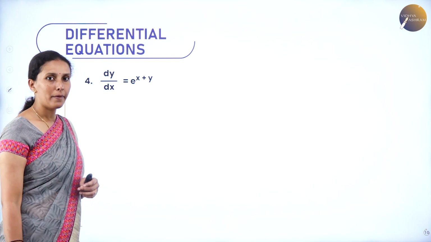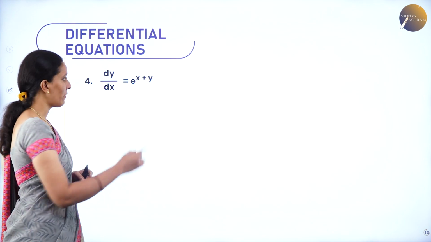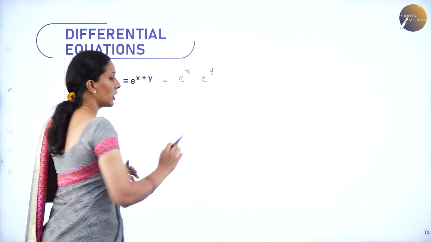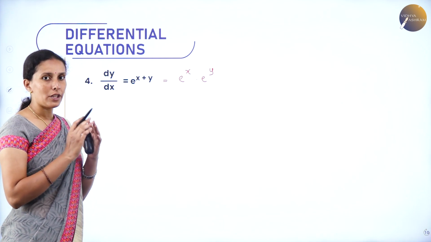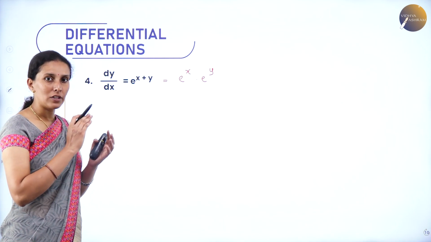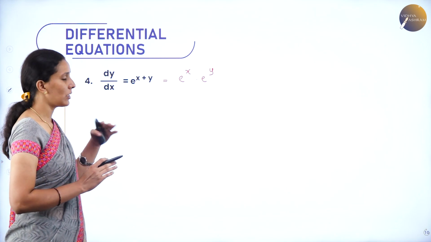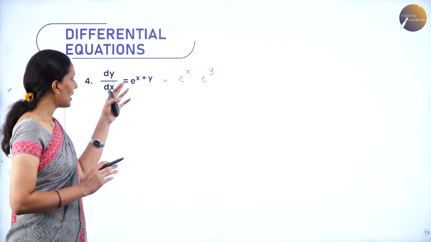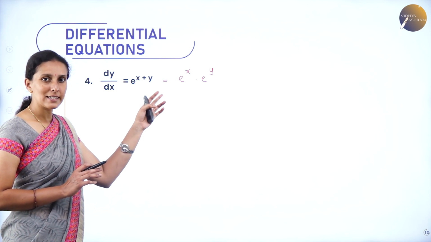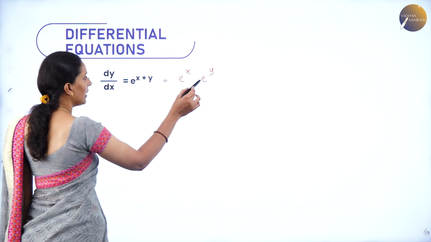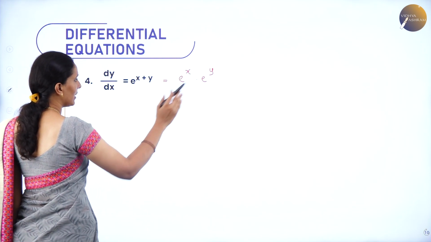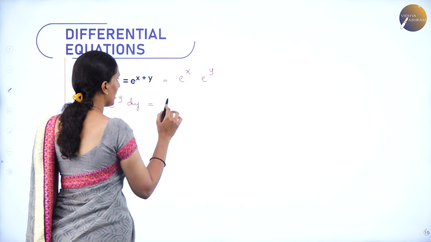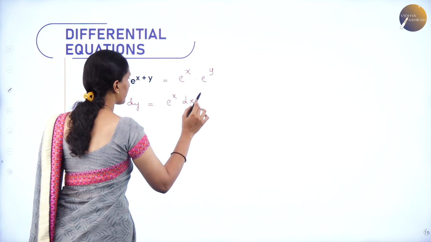Next is dy by dx is equal to e power x plus y. So e power x plus y can be written as e power x into e power y using the law of exponents. When you have powers as a sum for the same base, then you can split it into product form. That is, a power m plus n can be written as a power m into a power n. Similarly, e power x plus y can be written as e power x into e power y. Now here e power y I will shift to the left hand side, then this becomes e power minus y into dy, and here it becomes e power x dx.